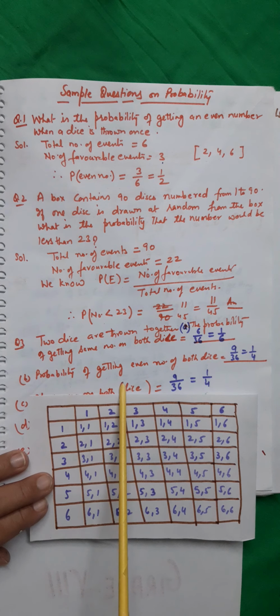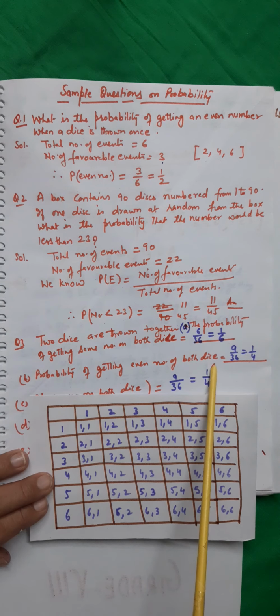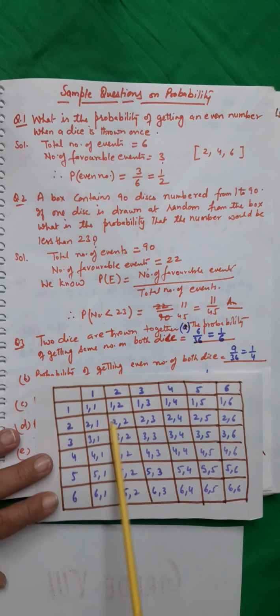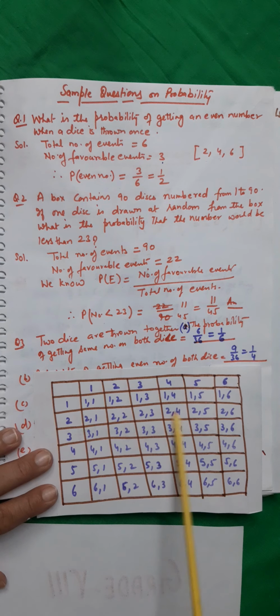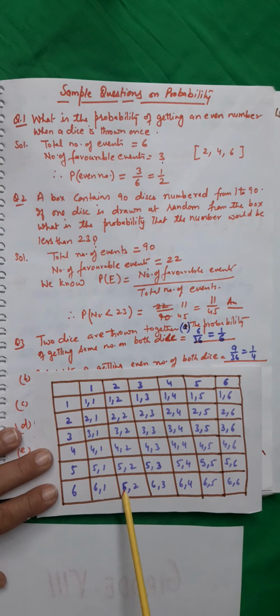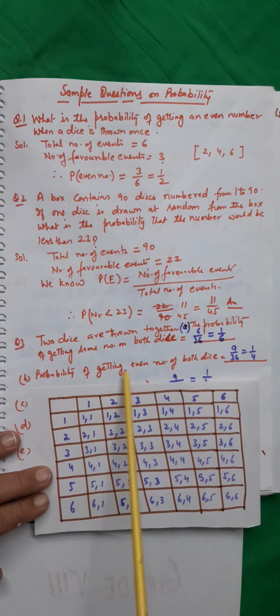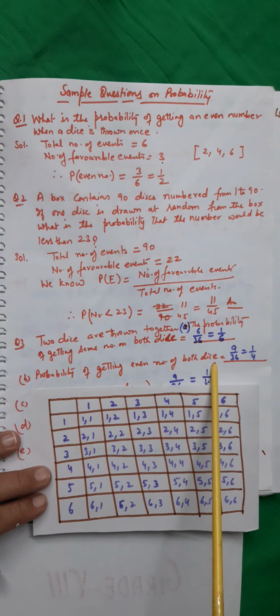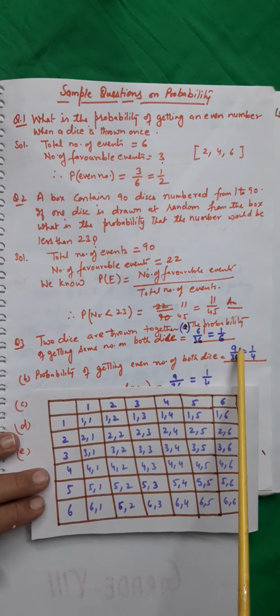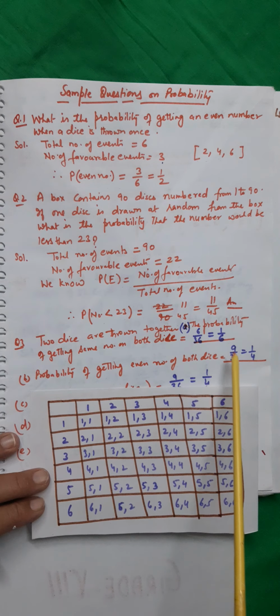Next is probability of getting an even number on both dice. Now even number on both dice, they will be 2,2; 2,4; 2,6; 4,2; 4,4; 4,6; 6,2; 6,4 and 6,6. Total 3 from here, 3 from here and 3 from here, 9. So the probability of getting even number on both dice will be equal to 9 upon 36, which is 1 by 4.